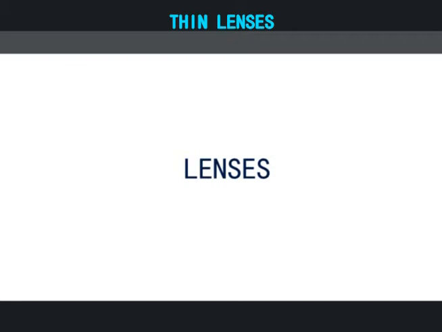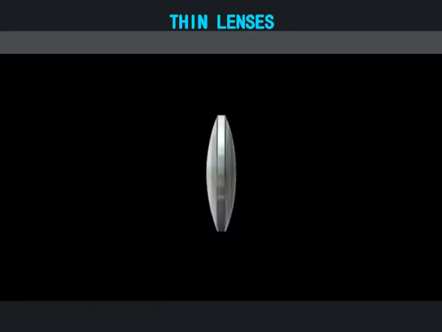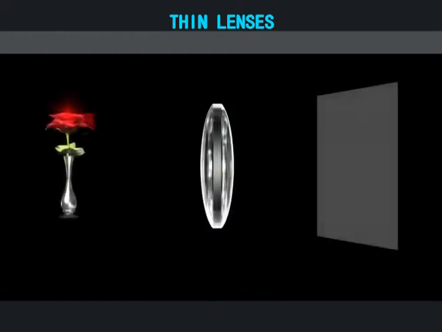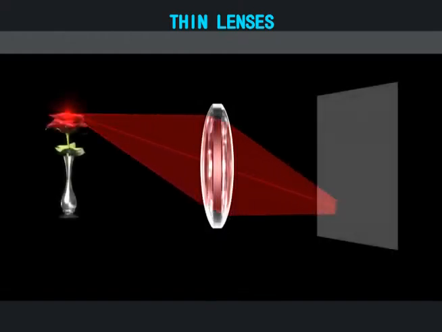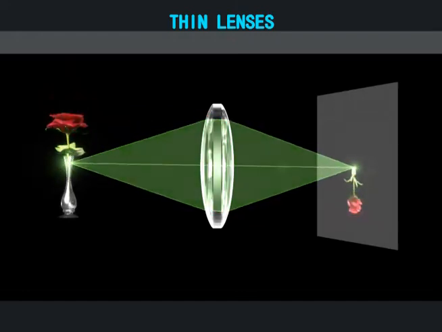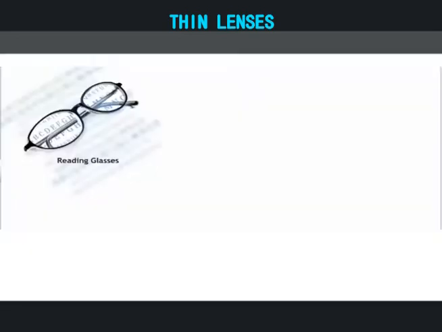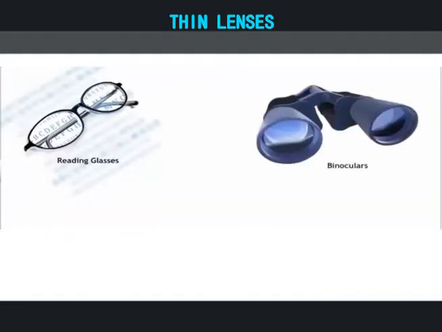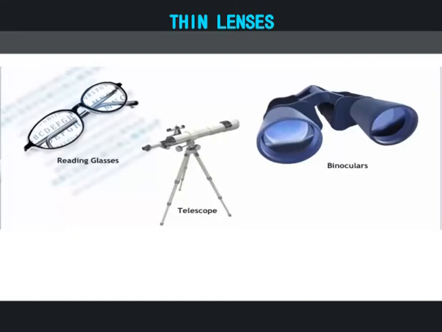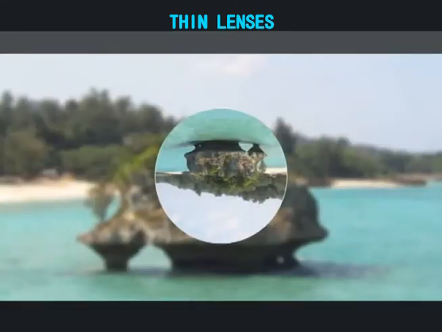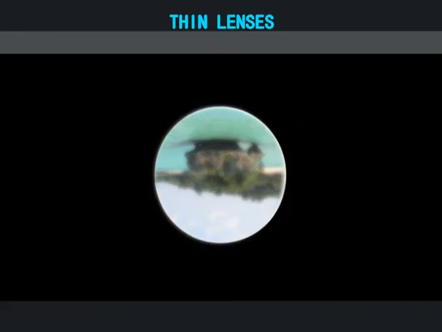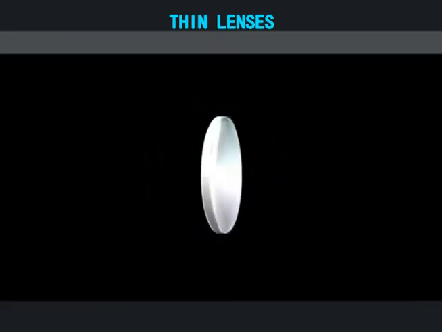But first of all, what is a lens? A lens is a piece of transparent optical material with one or two curved surfaces to refract light rays. A lens may converge or diverge light rays to form an image. Reading glasses, binoculars, and optical instruments such as telescopes use lenses to enhance images of objects. In essence, a lens is just a glass slab, only that its surfaces are not flat but curved.